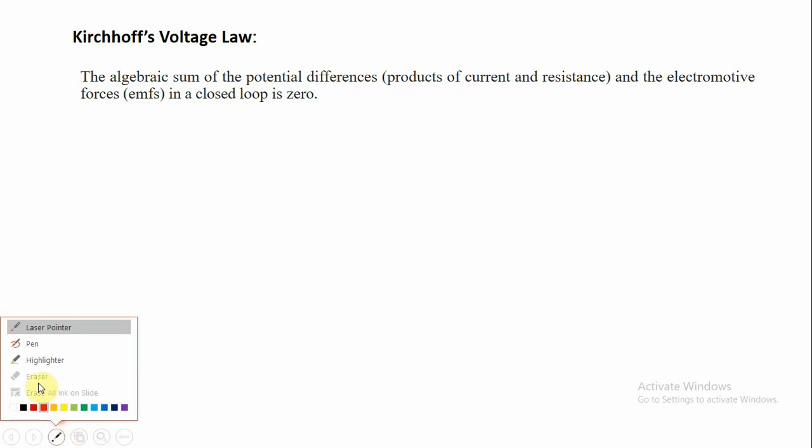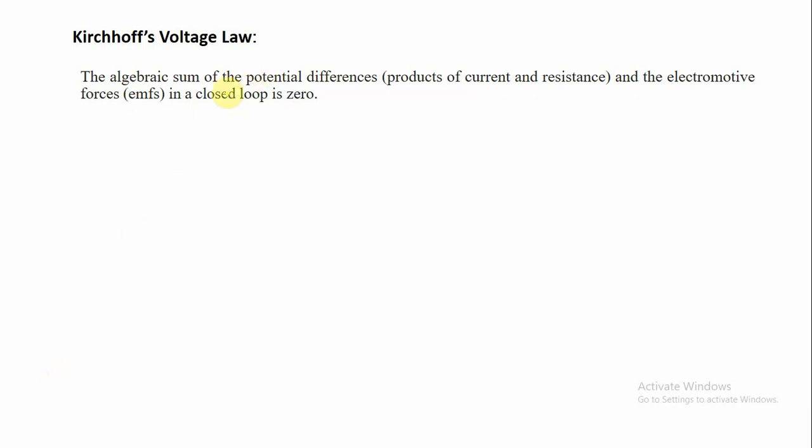Now there are three important things to see here. First, it is the algebraic sum, so it will have a sign. Potential difference of what? Closed loop. We have to select a closed loop, and the electromotive force. So these four things are important to note here. Now we will see what this means.